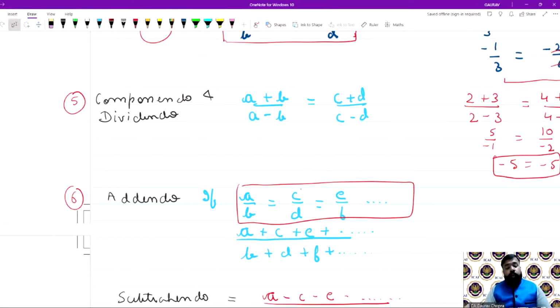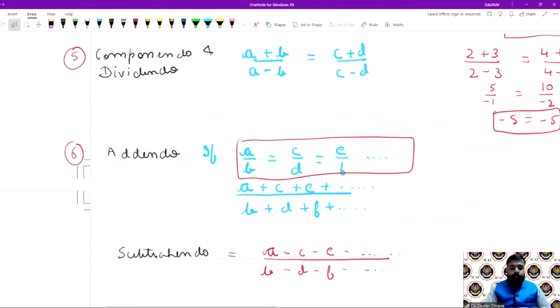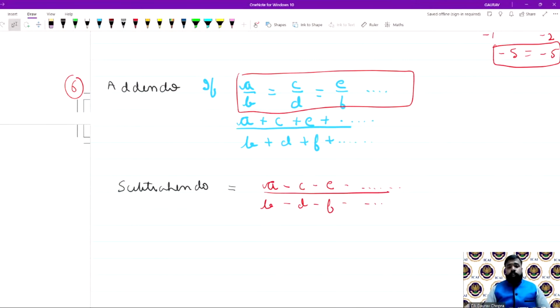Then comes addendo. Addendo में हमने सारे न्यूमरेटर्स को ऐड किया. So A plus C plus E and so on. Divided by सारे जो डिनोमिनेटर्स है उनको हमने ऐड किया. So B plus D plus F and so on. Now comes subtrahendo. So किसी भी एक रेशियो से हमने स्टार्ट किया. Let us take A. तो A में से हमने बाकी सारे न्यूमरेटर्स को सब्ट्रैक्ट करना है एंड डिवाइडेड बाय B. B में से हमने बाकी सारे डिनोमिनेटर्स को सब्ट्रैक्ट करना है. So it becomes subtrahendo. That means subtraction. All right.